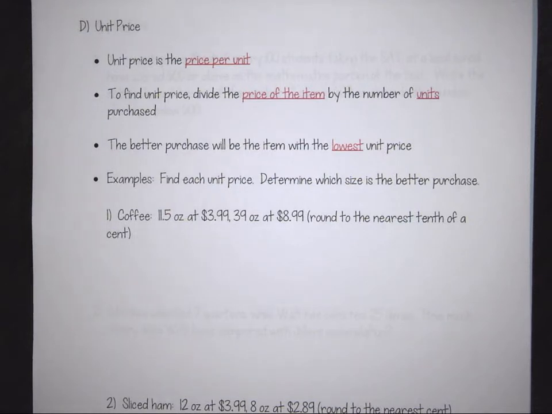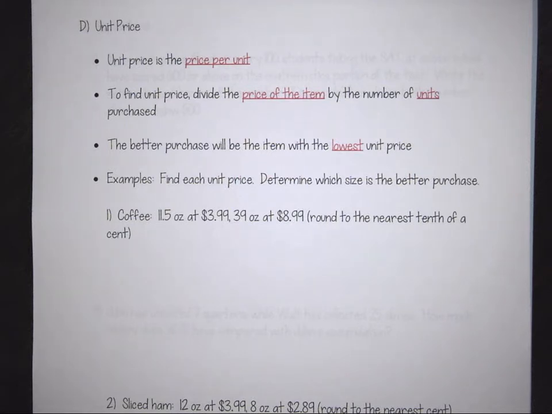In order to find a unit price, you're going to take the price of the item and divide it by the number of units purchased. So that's a lot of fancy words for: you're going to take the price and divide it by however many of them you got. Usually this is done when you're comparing. So I always like to think of the grocery store.